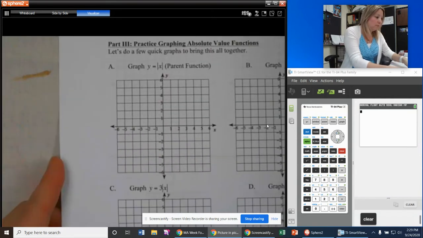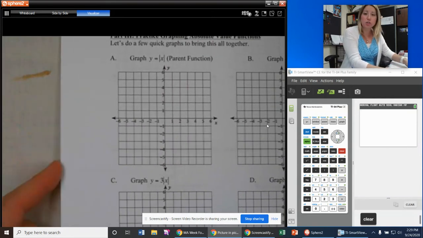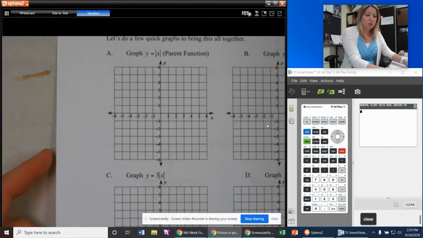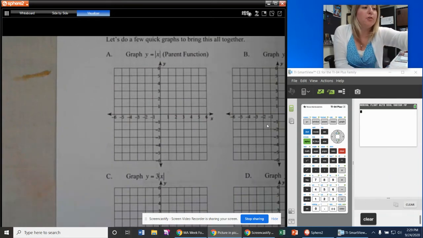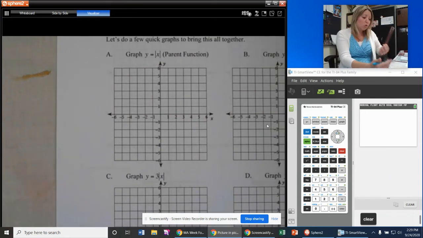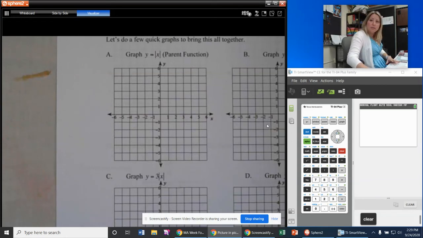So what I'm going to do here is go through and graph, starting with the parent function. I'm going to use my straight edge to do it. I'm just going to practice graphing all of these absolute value functions. Okay, that's what we're going to do today. It's just practice graphing all of these absolute value functions and making these changes in them.